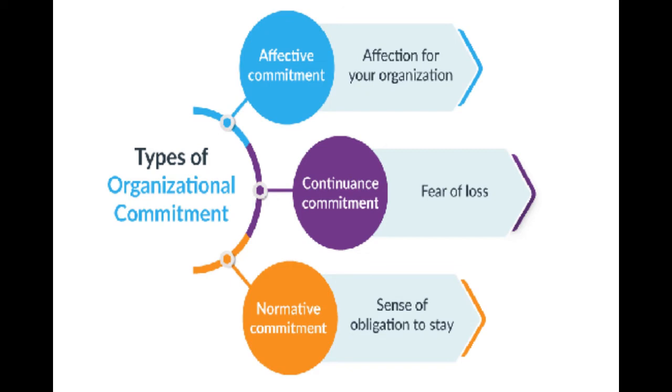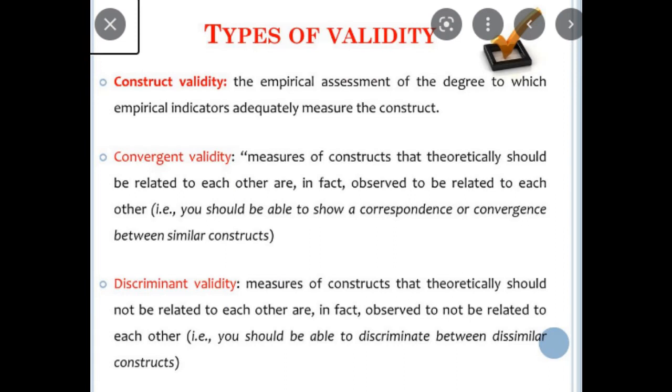So organizational commitment cannot be directly measured, but it can be observed through these three dimensions: affective, normative, and continuance. In research, it's important to operationalize constructs into concrete and measurable characteristics based on your idea of the construct and its dimensions. Construct validity also has two main types.